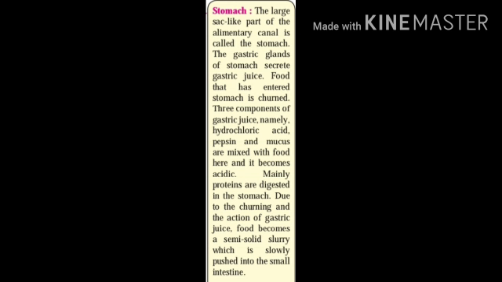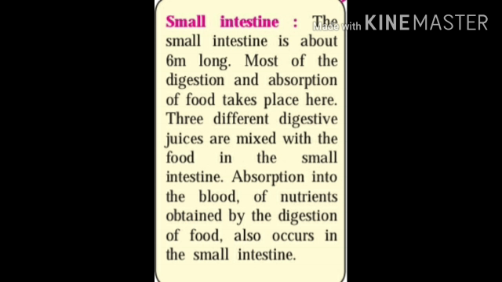Small intestine. The small intestine is about 6 meters long. Most of the digestion and absorption of food takes place here. Three different digestive juices are mixed with the food in the small intestine. Absorption into the blood of nutrients obtained by the digestion of food also occurs in the small intestine.